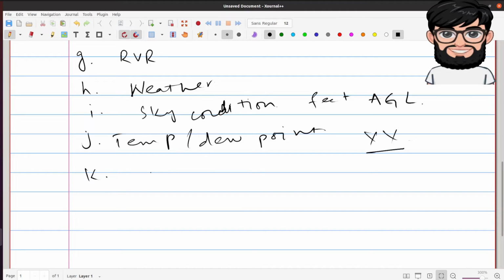Okay, then we have altimeter. It's a 4-digit format representing tens, units, tenths and hundredths of inches of mercury, prefixed with A. A decimal point is not reported or stated, and you would need to adjust your altimeter based on that number.